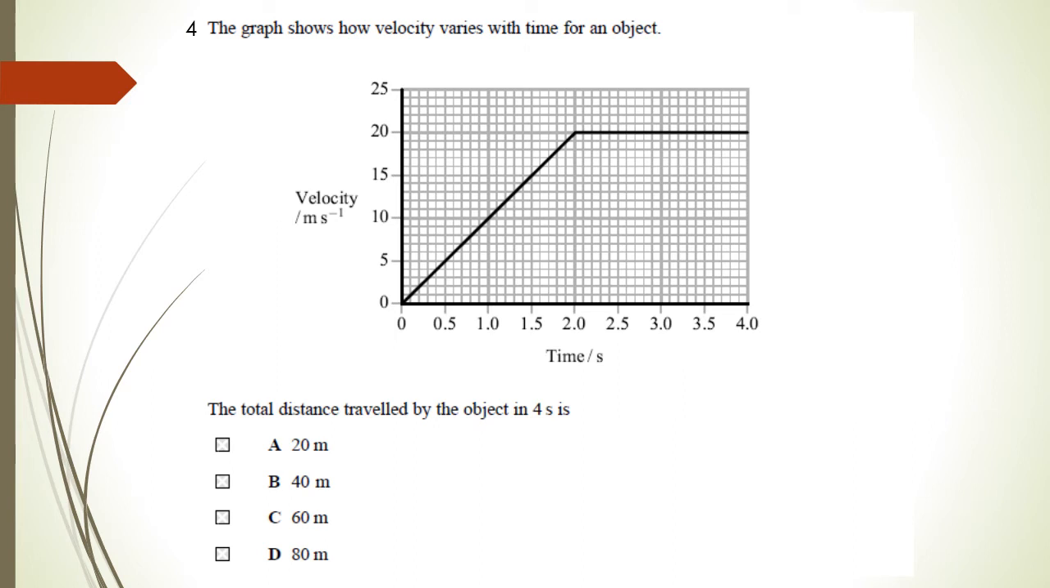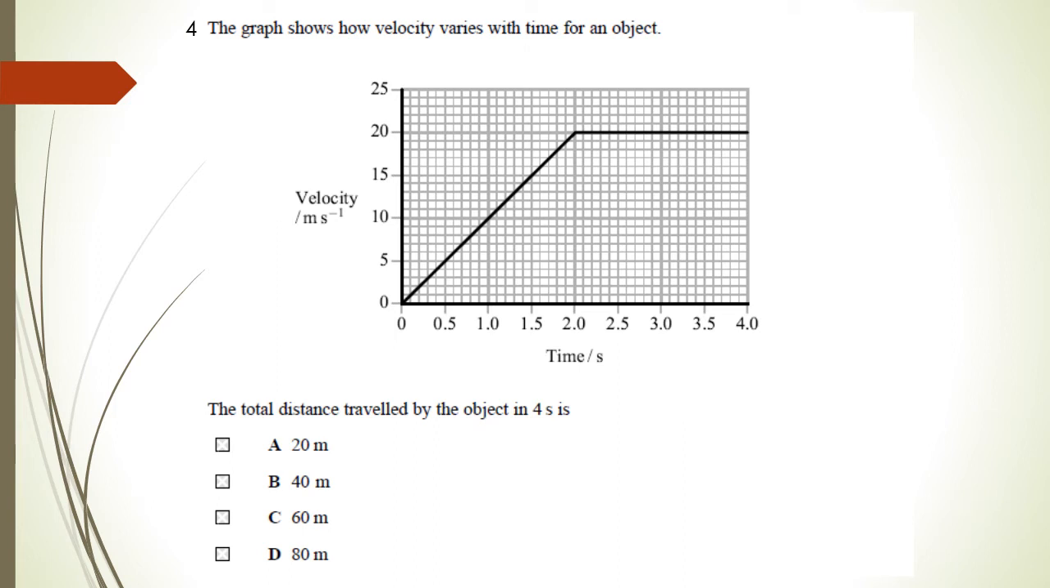So here how can we find the area under the graph? You can use the trapezium method because it's a shape like a trapezium, or you can consider 0 to 2 second as a triangle and 2 to 4 second looks like a rectangle. So you can use a triangle and a rectangle separately. So first the triangle. The area of a triangle is half into base into height. So here half into 2 into 20 is equal to 20.